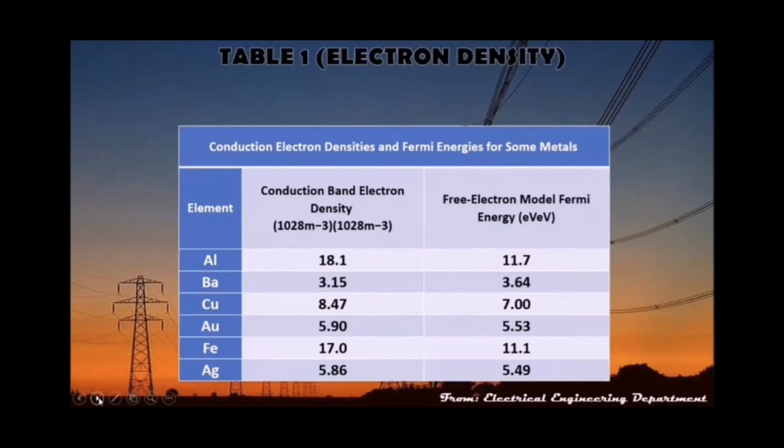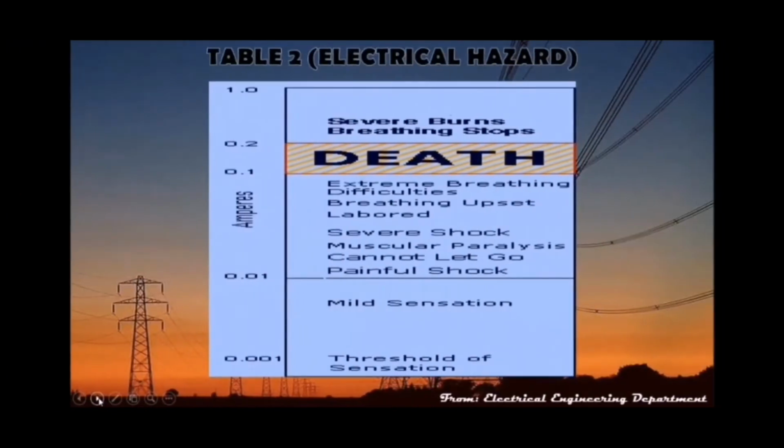Tapos dito naman sa table 2 natin, ito yung medyo maganda rin. Tingnan natin kung ilang ampere yung kailangan para makapatay ng isang tao. Sa table ng electric hazard: 1.0 ampere, nagkakasya ng severe burns, breathing stops. Tapos yung 0.2 to 0.1, nagdadala sa tao ng death, extreme breathing difficulties, severe shock, muscular paralysis, cannot let go, painful shock. And 0.01 ampere, mild sensation, and 0.001 threshold of sensation.